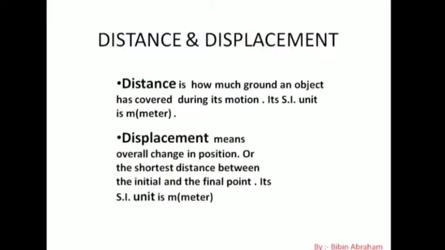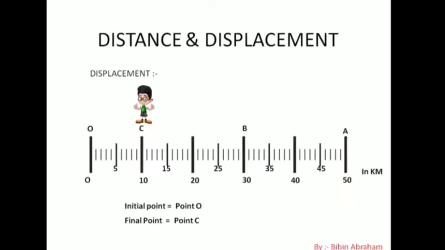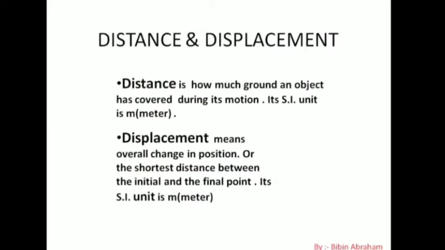On the other hand, displacement means overall change in position, right? If I go back to the slide, initially he was at point O, and finally he's displaced to point C, right? So displacement means overall change in its position, or the shortest distance between any two points. We were talking about displacement being a vector quantity. Vector quantity means a quantity which has magnitude as well as direction, right?